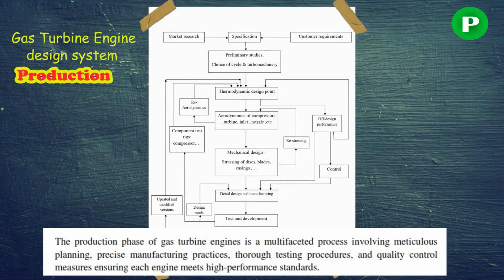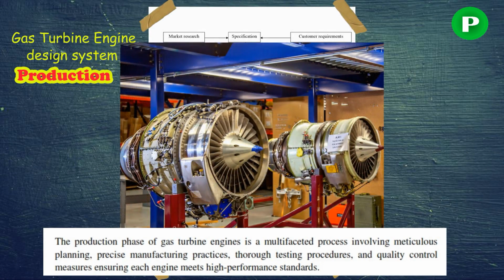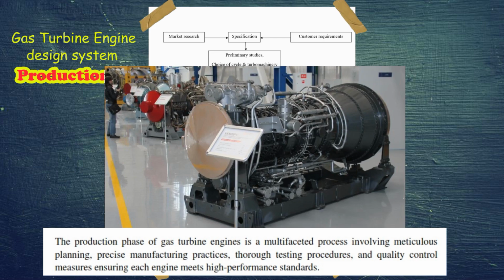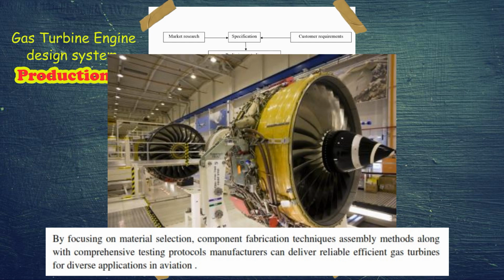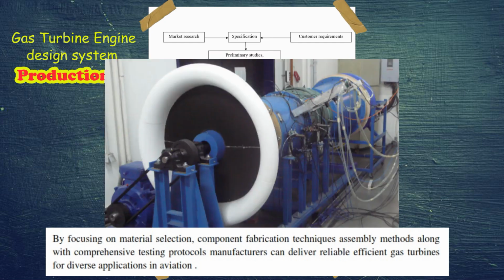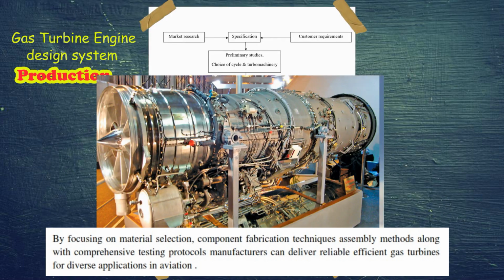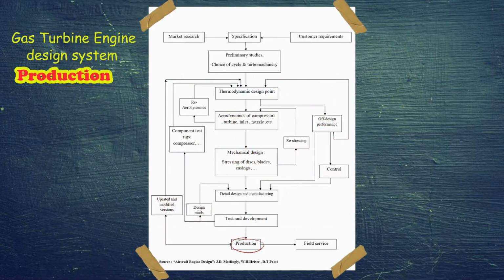Production. The production phase of gas turbine engines is a multifaceted process involving meticulous planning, precise manufacturing practices, thorough testing procedures, and quality control measures ensuring each engine meets high-performance standards. By focusing on material selection, component fabrication techniques, assembly methods, along with comprehensive testing protocols, manufacturers can deliver reliable, efficient gas turbines for diverse applications in aviation.